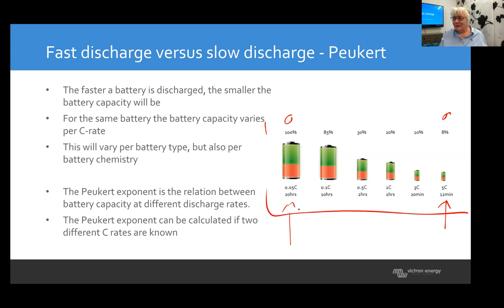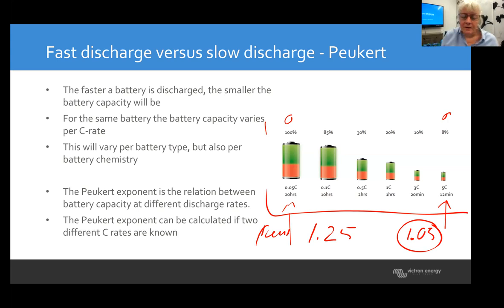The relation between these two is the Peukert component or exponent. You might have seen that when you install a battery monitor, it says Peukert exponent. For lead acid batteries, the Peukert exponent is 0.7, I think. Oh no, 1.25, sorry. And for lithium, that's 1.05. So lithium suffers much less from that reduced capacity when discharging a lot than lead acid batteries do.